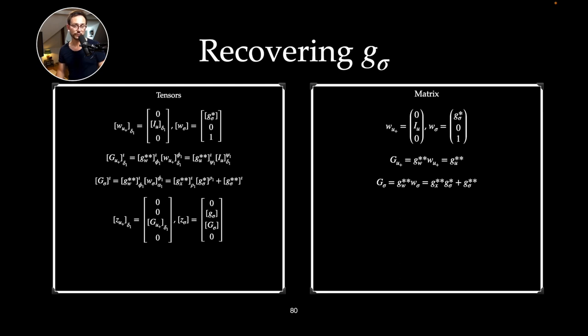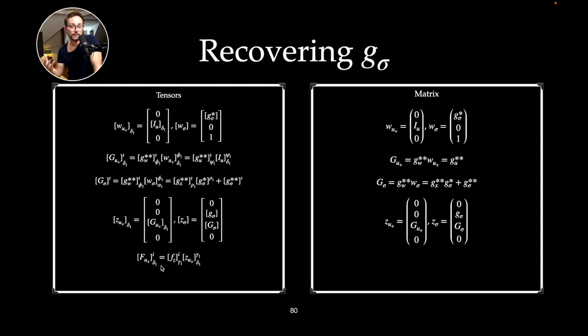No permutation matrices required. Now, the partial derivatives of z with respect to u plus or with respect to sigma are given by these terms. I have computed gu plus right here, and I've computed g sigma right there, but there is another g sigma in z sigma. Tensor unfolding, very easily done. And the two equations that I will then use are, of course, for fu plus and f sigma, either in tensor or matrix notation, given Faà Di Bruno's formula.